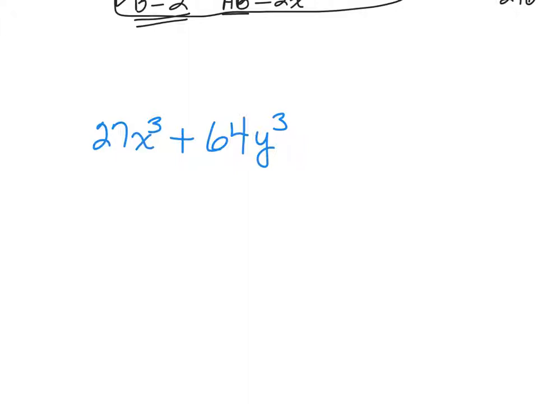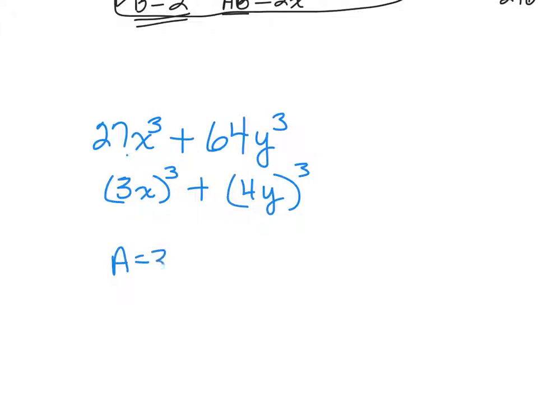So what do we say? We want to write something cubed and something cubed first. So class, what would I cube to get 27x cubed? 3x. And what would I cube to get 64y cubed? 4y. Okay, we've now got a, it's 3x. We've now got b, it's 4y.